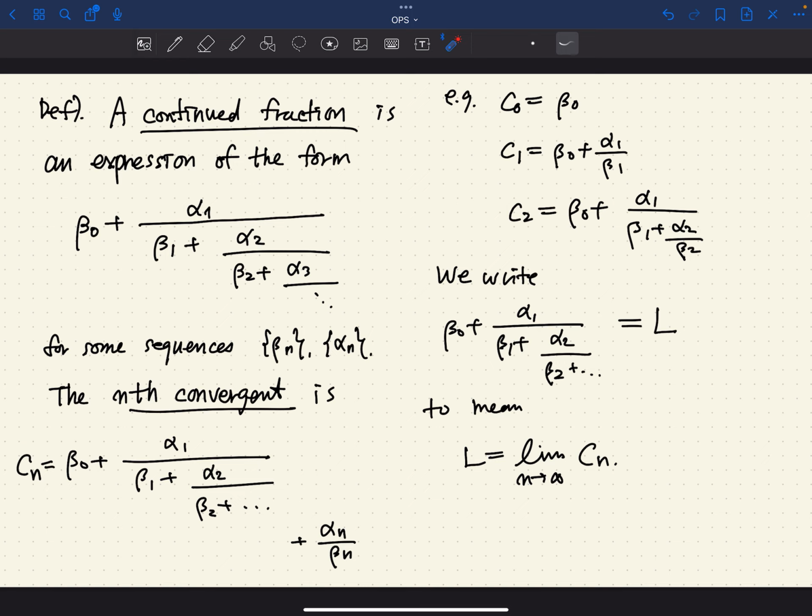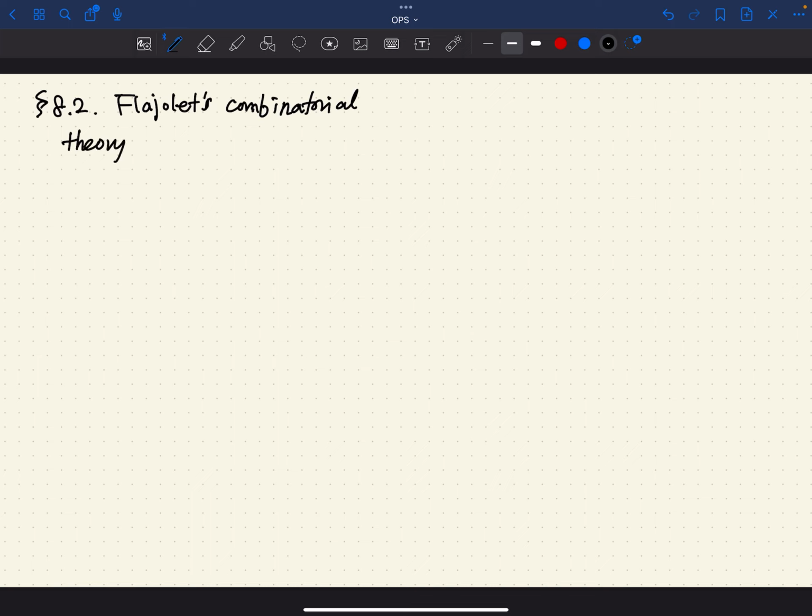And now we will move on to the next section. It's about the combinatorial theory of continued fractions due to Flajolet. So Flajolet wrote a paper in 1980 about this, and it's quite influential. Combinatorial theory of continued fractions. Let's talk about this.